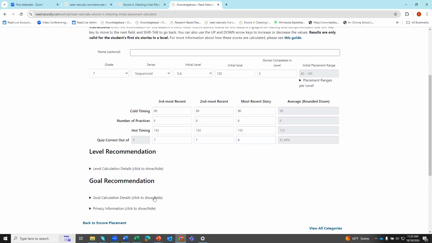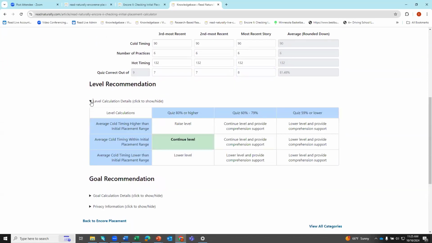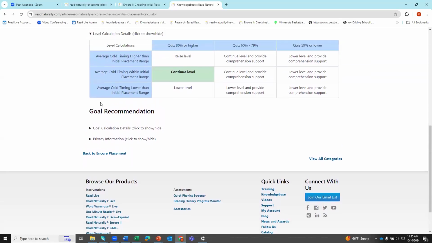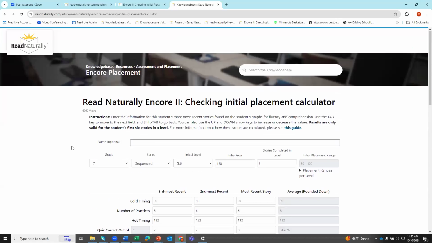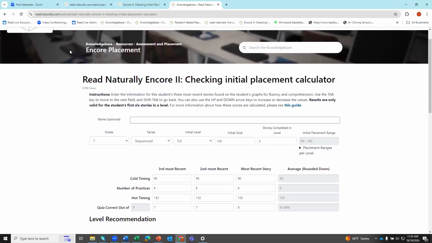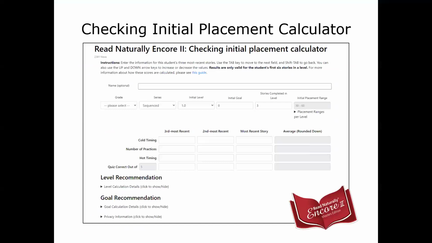So now we want to take a look at what the recommendation is. Notice that it's going to recommend that we continue the level, and it's going to recommend that we can raise the goal. So this calculator is a resource for you to utilize until you are comfortable making the decisions yourself. Okay, so you lean on this calculator for the first few students.